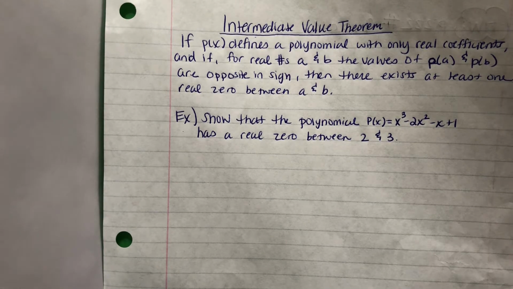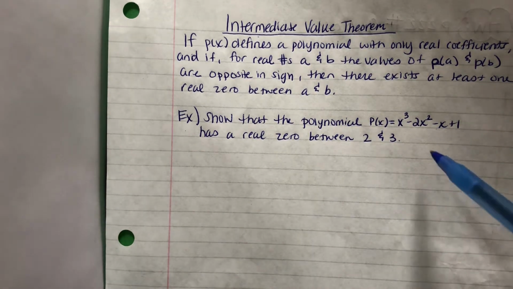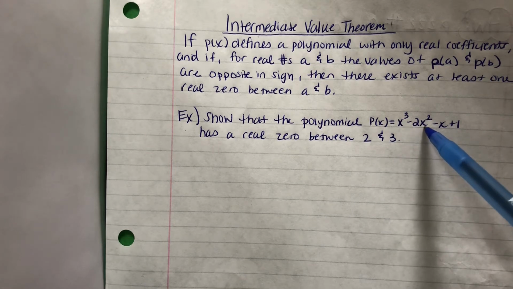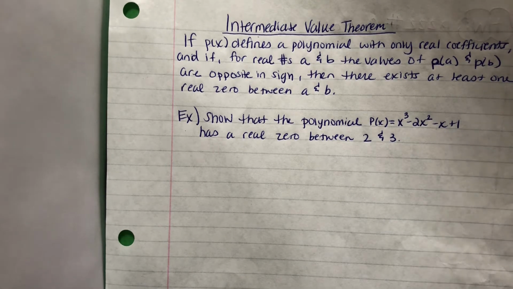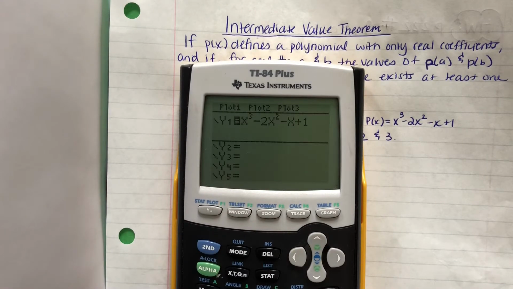So if we take a look at an example and go back to this theorem, it's a very easy concept to understand. First example, show that the polynomial x cubed minus 2x squared minus x plus 1 has a real zero between 2 and 3. First of all, you know I love to use my calculator to peek at things ahead of time if I can, because a picture is worth 1,000 words. So I've typed it in, and just go ahead and graph it.